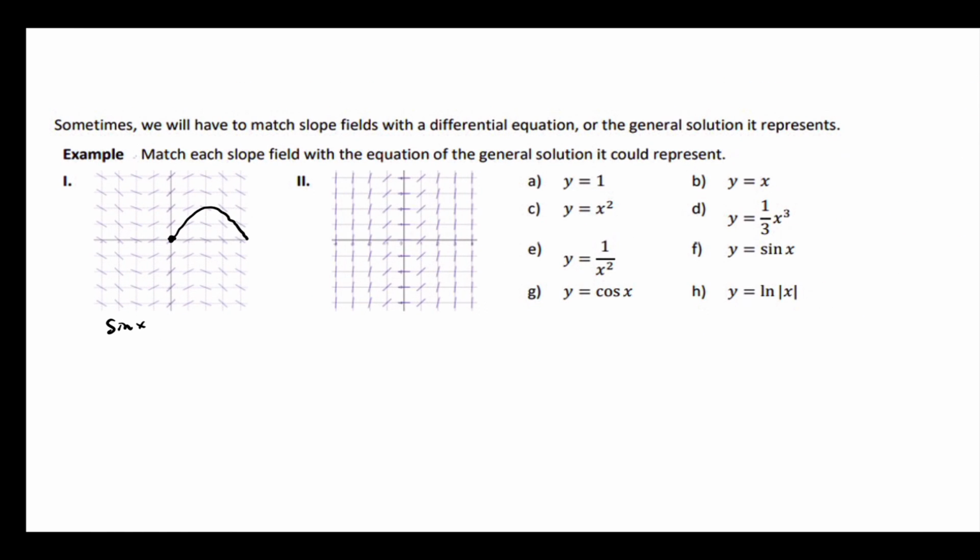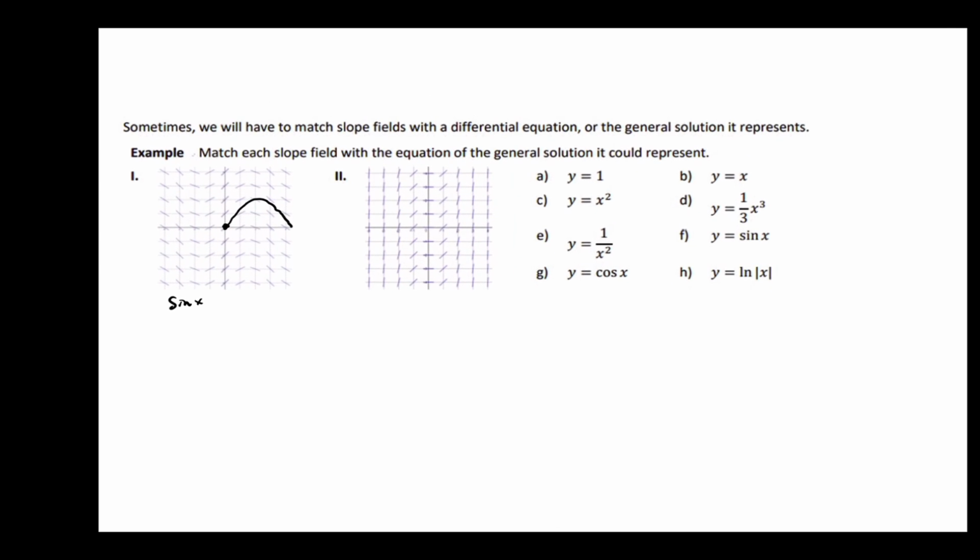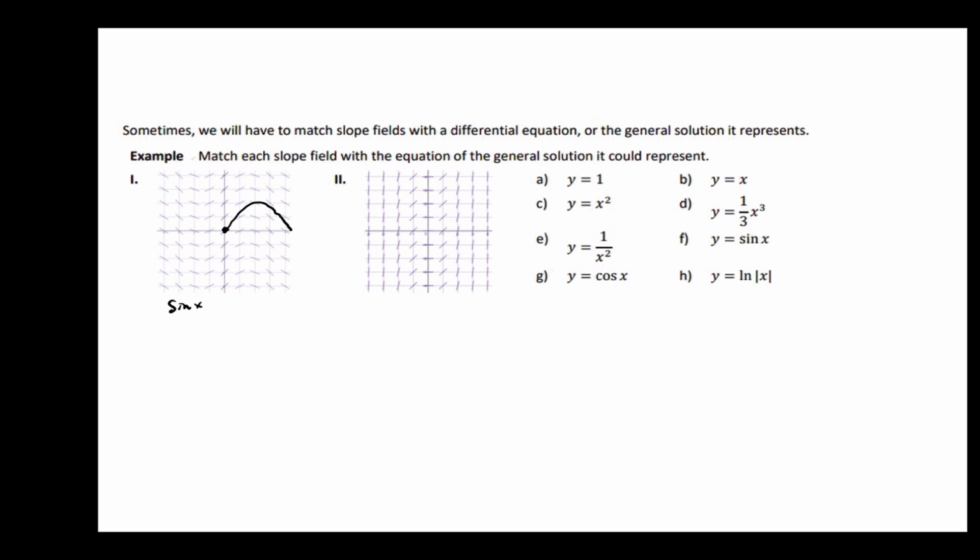So does that mean my answer is F? Does that mean F is my answer? No, F is not my answer. I'm looking for the one whose derivative is sine. If I were to find the derivative of one of these and graph it, it would look like that. So which one's going to be the answer there? Letter G, yeah. Letter G is actually the answer.